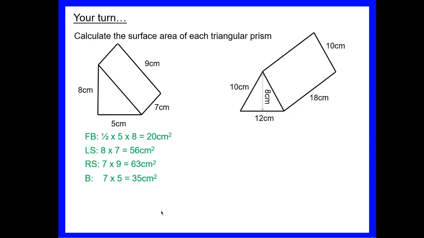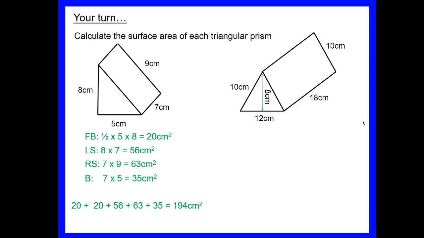I'm going to add all of those together, so remembering I need a front and a back here, so 2 of those, and then my left, my right, and my base comes to 194 centimeters squared. So you'll also notice, apart from the 2 triangles, all of the others have one number in common. They will always have this depth the same on each one.